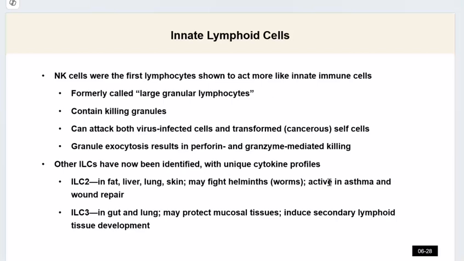And remember, these are important for maintaining homeostasis because we have to keep that natural balance between good and bad bacteria anyway. The ILCs also include the lymphoid tissue inducer cells, which are critical for establishing secondary lymphoid structures during development, and cytotoxic natural killer cells. Natural killer cells were the first lymphocytes shown to act more like innate immune cells. They were previously called a different name. They have killing granules, and they can attack both virus-infected cells and cancerous cells.